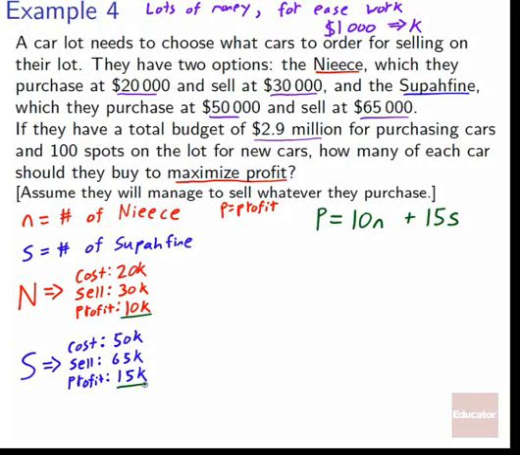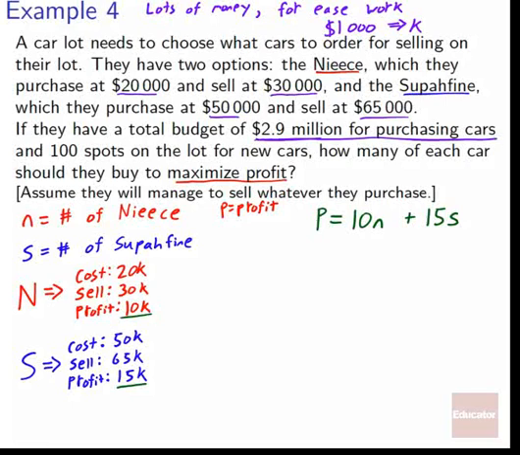All right, but there are some restrictions here. We were told that there's a restriction of $2.9 million for purchasing cars. So they don't just have unlimited amounts of money to spend on cars, right? If they had unlimited amounts of money, they'd want to stock their entire car lot with nothing but superfines. So they'd want to just fill the thing all up with superfines, but they have a cost of these things. So we have to deal with that.